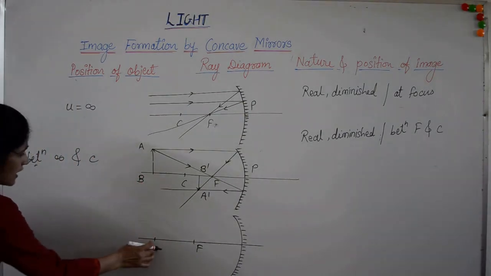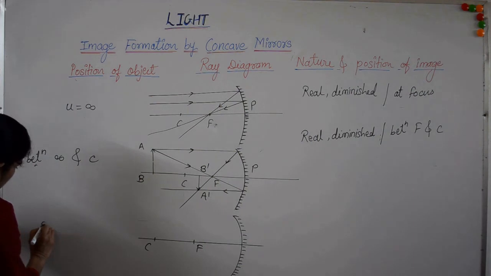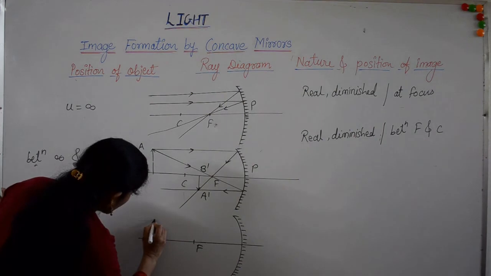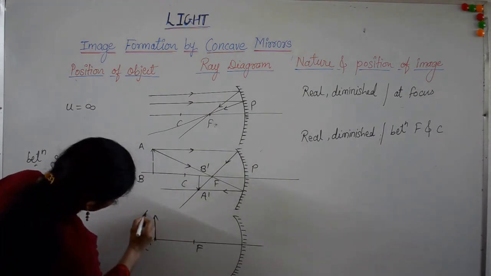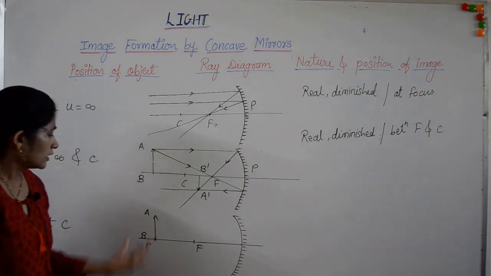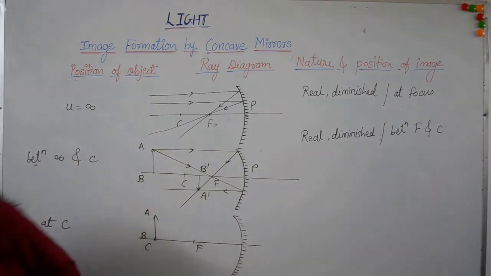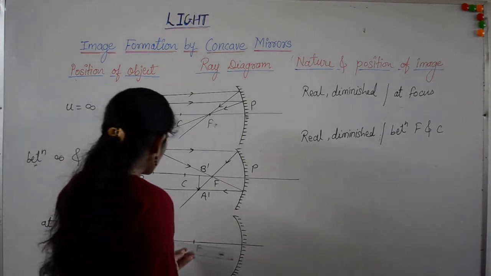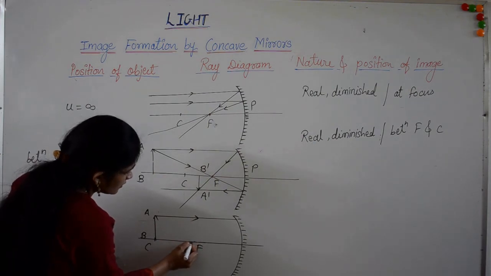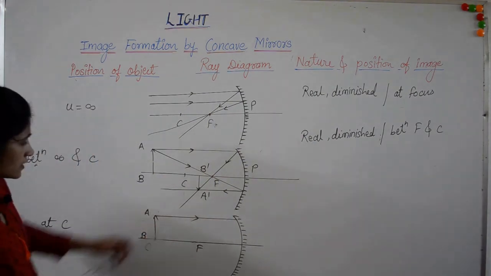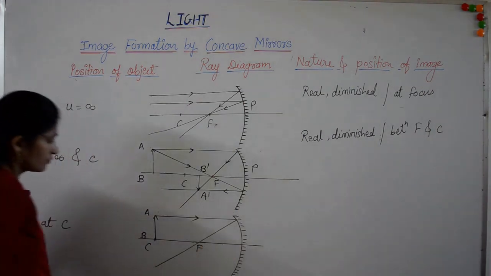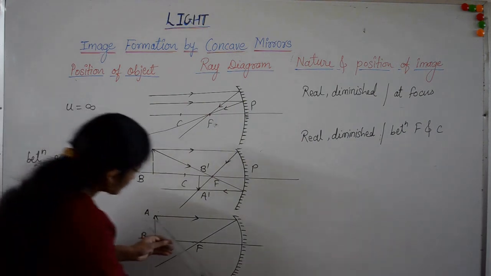Now when the object is at center of curvature, at C, consider object AB. Whenever we draw a ray diagram, we will consider AB as an object. So let's draw two rays. First ray is parallel to the principal axis. So after reflection it passes through the focus. And the second ray will be the one which passes through the focus.